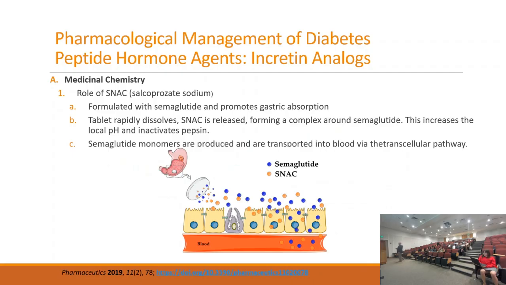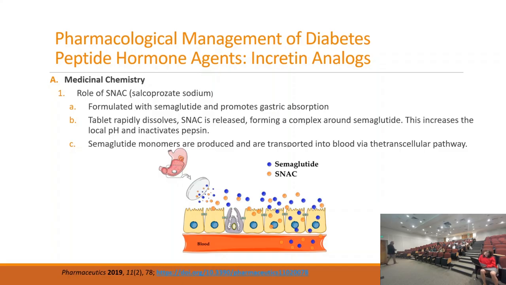What we see is that oral semaglutide is complexed with this SNAC molecule, salcaprozate sodium. And what it does, you can see here, is a cartoon picture of a semaglutide tablet in the intestinal tract, in the GI tract, and it's slowly releasing SNAC as well as semaglutide. Semaglutide is represented by the blue spheres, and SNAC by the tan spheres.